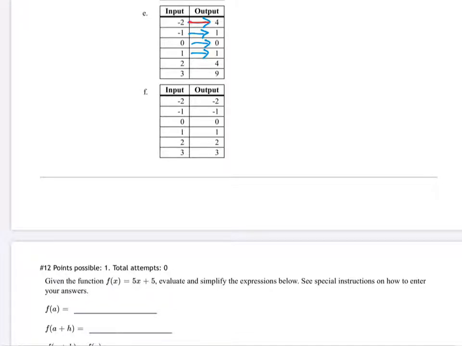All right, how about this one up here now? So now negative 2 becomes 4. Negative 1 becomes 1. What's happening there? X squared? Is that what it is? Yeah, looks like it. We're just second powering everything, aren't we?